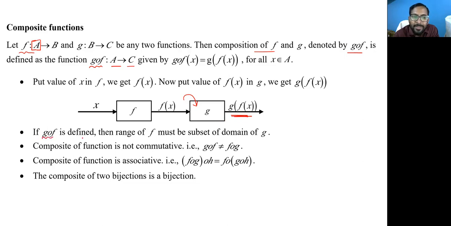If g of f is defined, then the range of f must be a subset of the domain of g. Otherwise g of f of x is not defined. If the value of f of x is outside the domain of g, then g itself is not defined and g of f of x is not defined.